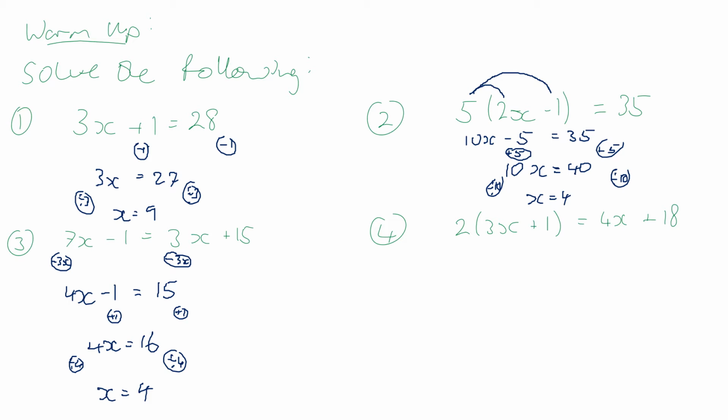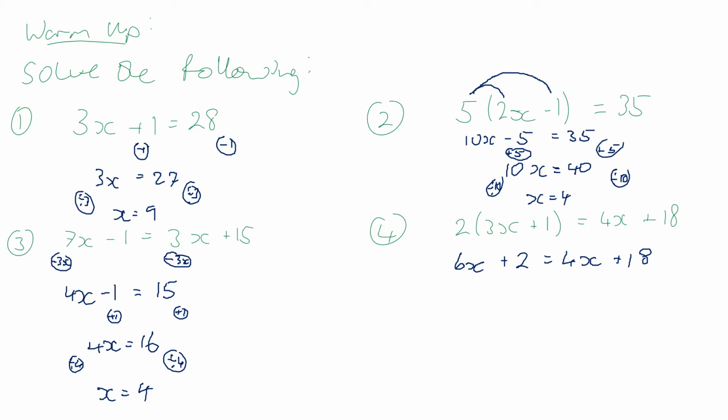Next one, so the final one, we've got a mixture of brackets and unknowns on both sides. So the first thing, when you see brackets, always multiply out the brackets first. If I expand that, I get 6x add 2 is equal to 4x add 18. Now we've got an equation just like number 3. We've got unknowns both sides.